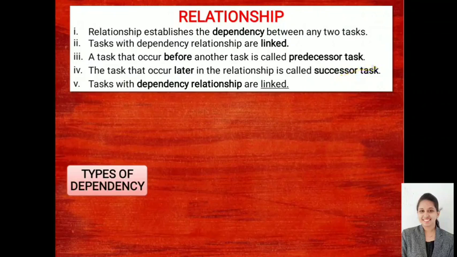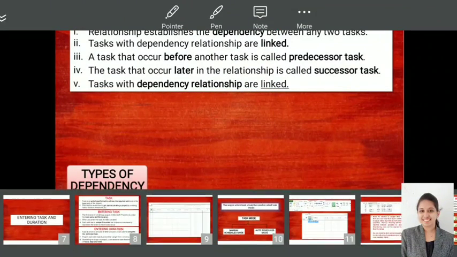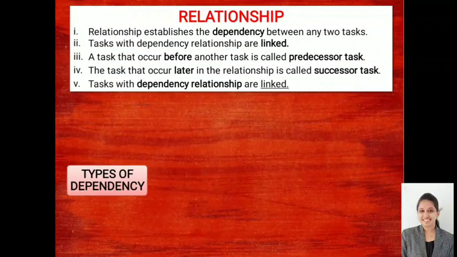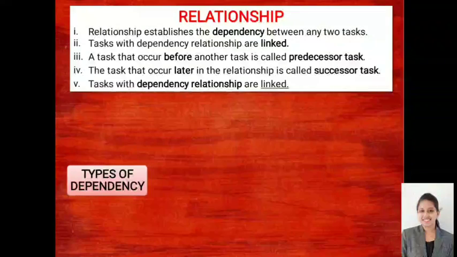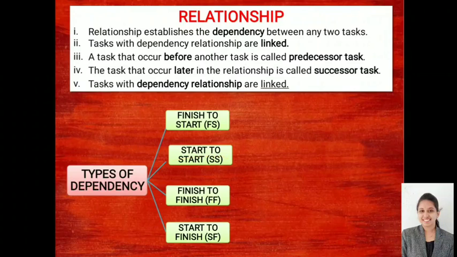I hope you have understood the meaning of predecessor and successor. So the tasks with a dependency relationship are always linked. Now we'll see the types of dependency. We have 4 types: finish to start, start to start, finish to finish and start to finish. You are able to see it here.